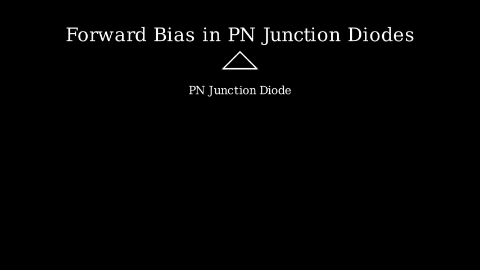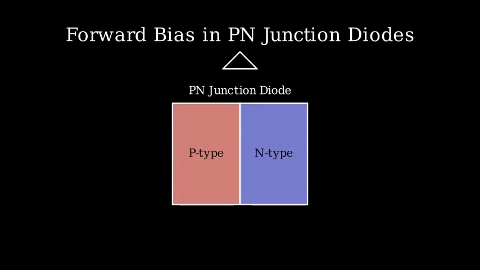First, let's understand what a PN junction is. A PN junction is formed when a p-type semiconductor is brought in contact with an n-type semiconductor. P-type semiconductors have an excess of holes, which are positively charged carriers. N-type semiconductors have an excess of electrons, which are negatively charged carriers.